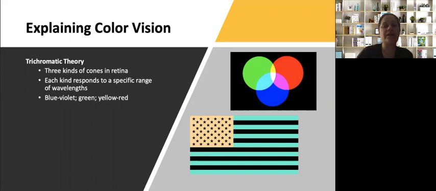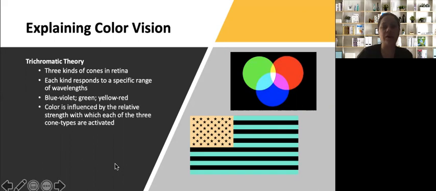So the trichromatic theory states that our perception of color is influenced by the relative strength with which each of these cones is activated. So what that's saying is that if you see a certain color, a certain colored cone is activated, and that's why you see that color, because that cone's activated and the other cones are not. So if you see a blue sky, for example, then the blue violet cones are mainly activated, right? While the green and yellow red cones are less active.